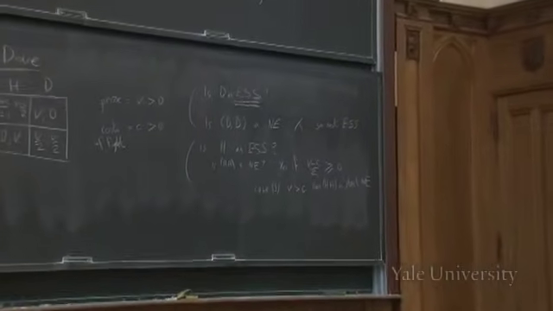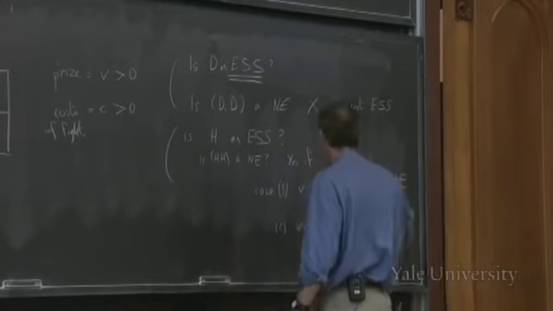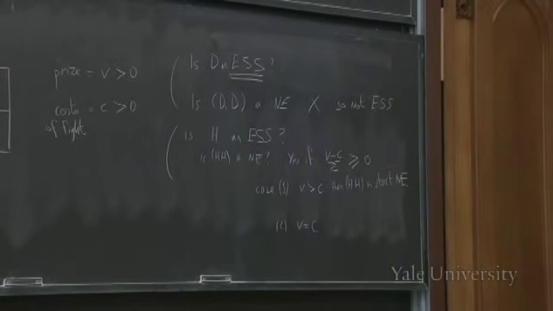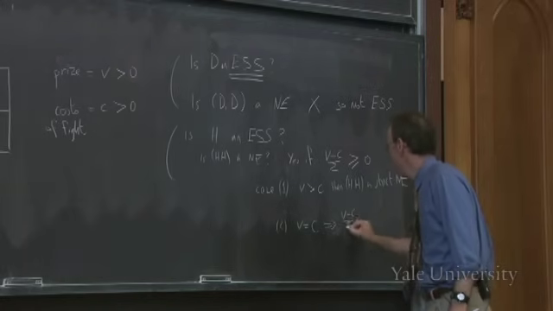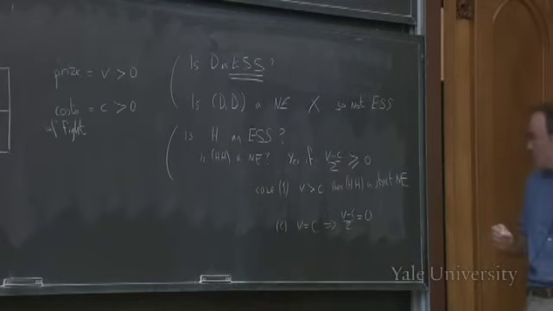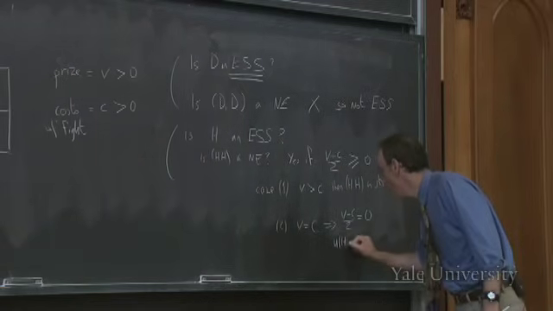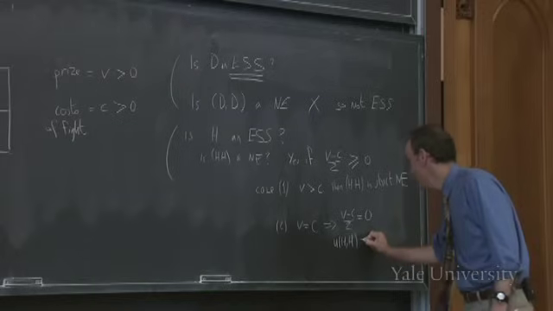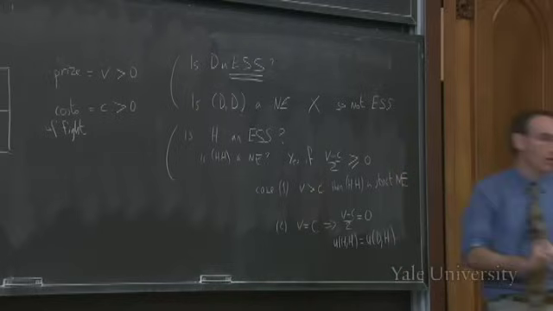The second case is if V is equal to C. If V is equal to C, then V minus C over 2 is actually equal to 0, which is the same as saying that the payoff of hawk against hawk is equal to the payoff of dove against hawk. Is that correct?